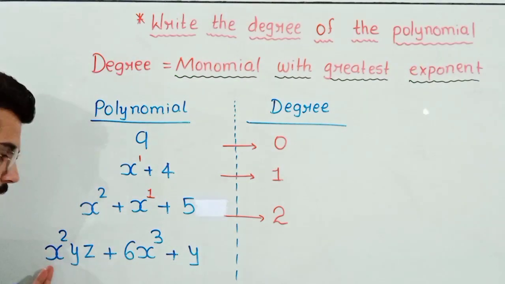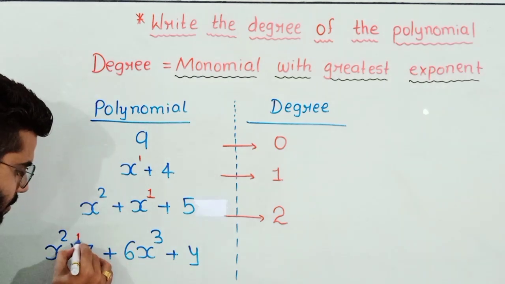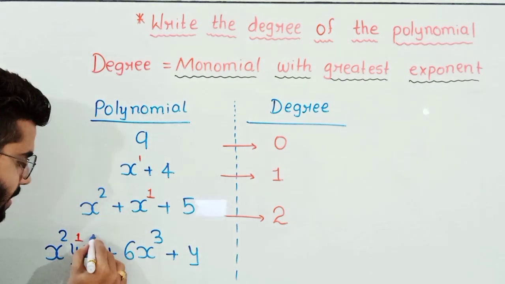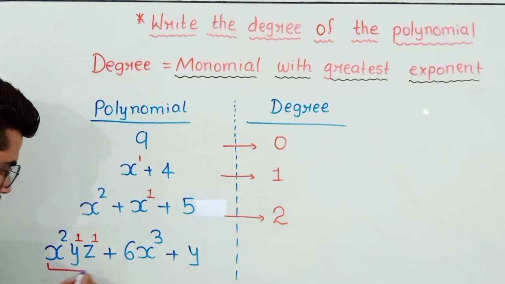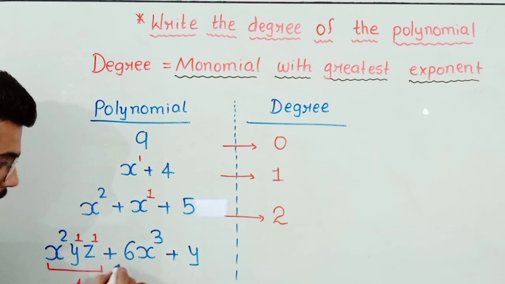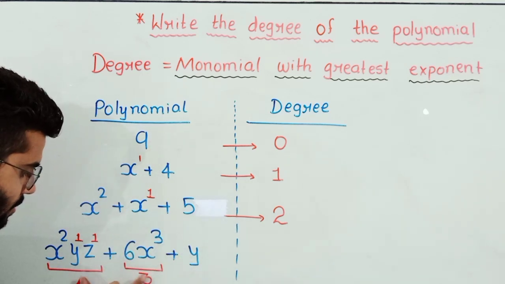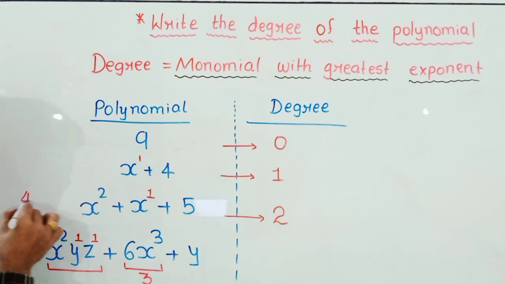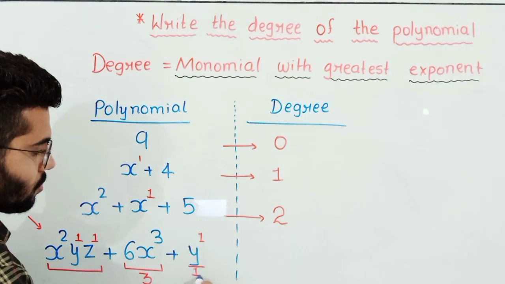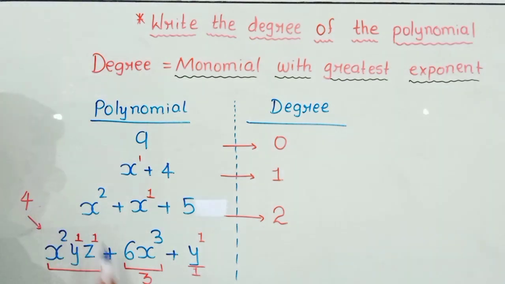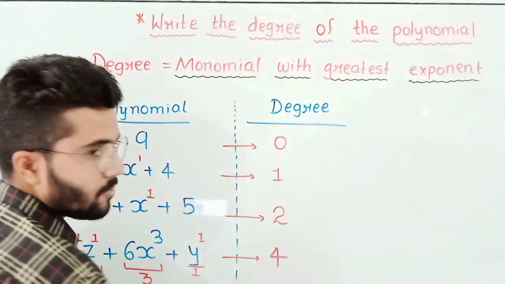Now third one, x square y is 1 time, so we'll write the power 1. Z is also 1 time, so we'll write z 1. So what is the degree of these terms? So degree of this term is 2, 3 and 4. Next, what is the degree of this term? 3. So we'll write 3 here. This degree will be 4. And here y is 1. So the degree is 1. So what is the highest degree here? 4, 3 and 1. So it is 4. So degree of this polynomial is 4.